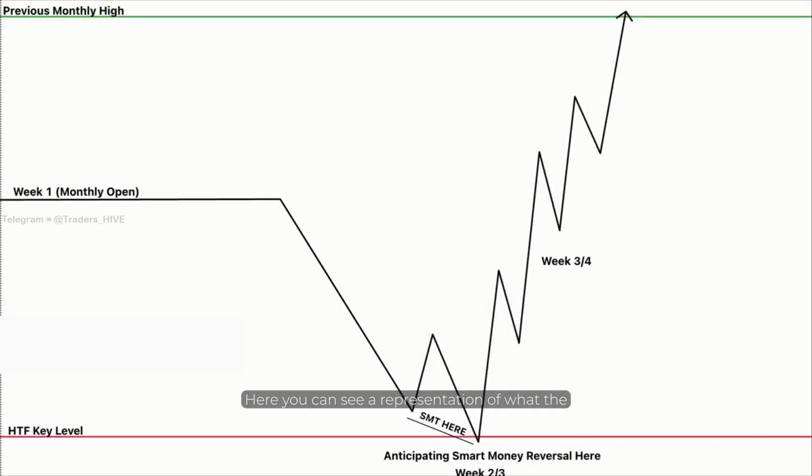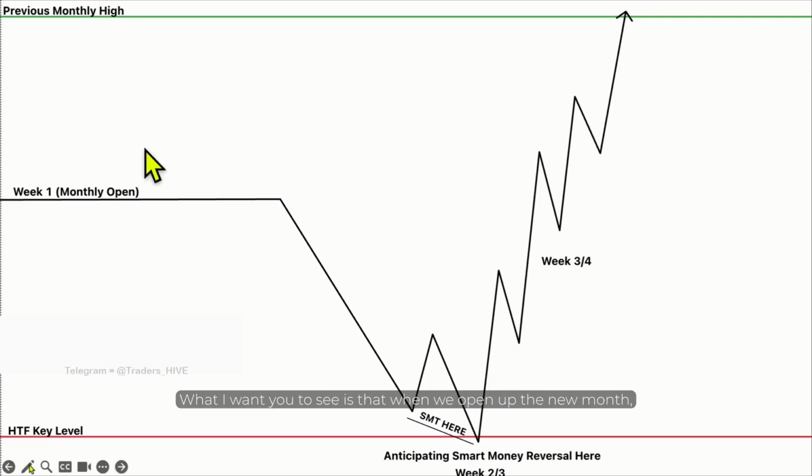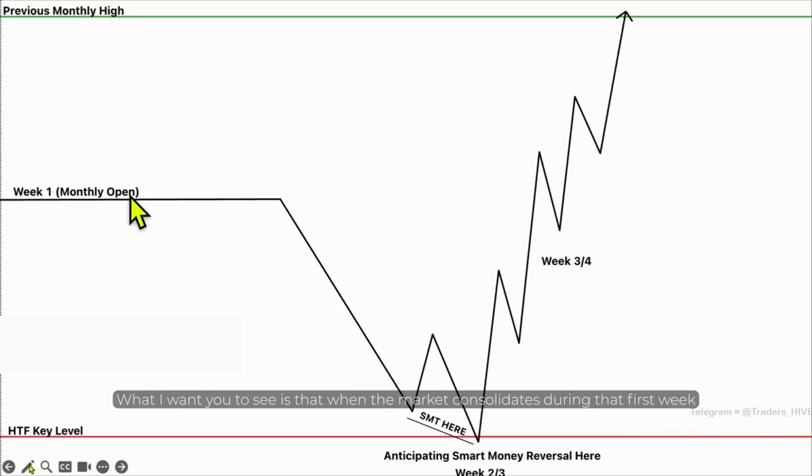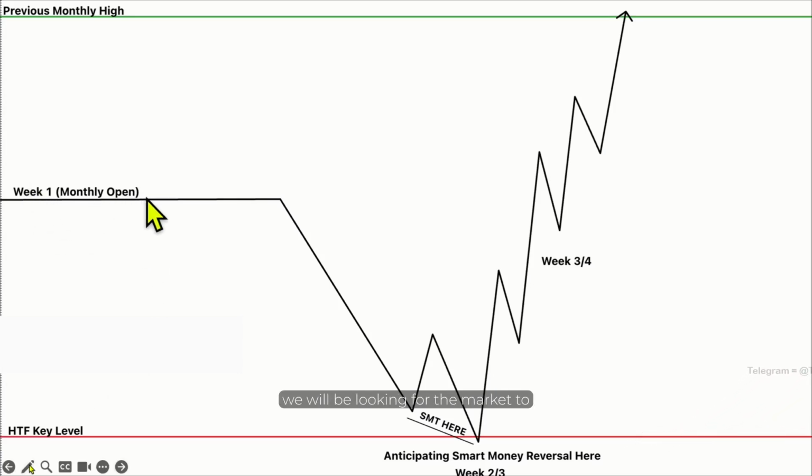Here you can see a representation of what the ideal month looks like within a bullish order flow on the higher time frames. What I want you to see is that when we open up the new month, the first week we would like to see the market begin to consolidate. During the first week, we always have NFP, and NFP is a crucial news driver for the monthly delivery. What I want you to see is that when the market consolidates during that first week, we will be looking for the market to drop towards the downside during the second or third week.